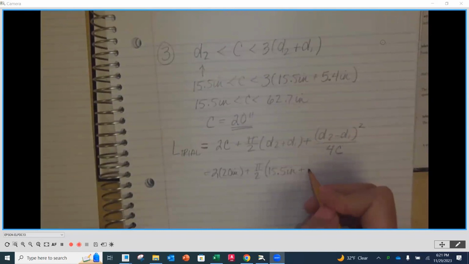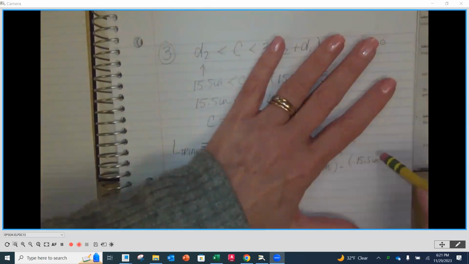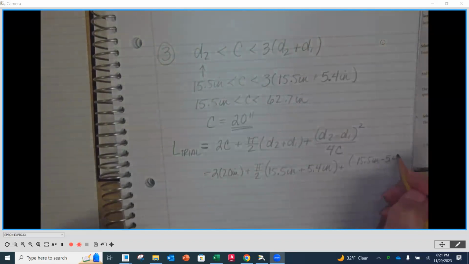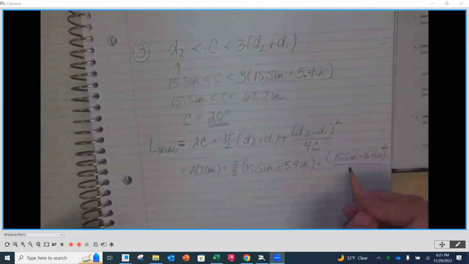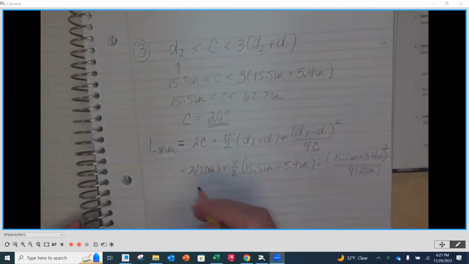D1 is 5.4 inches plus 15.5 inches. Square that, divided by 4 times 20 inches. It's kind of long.